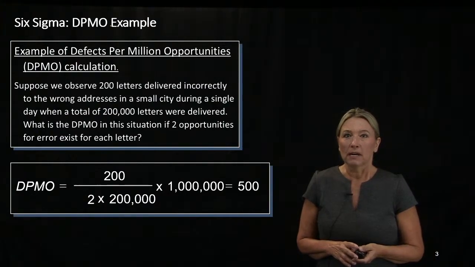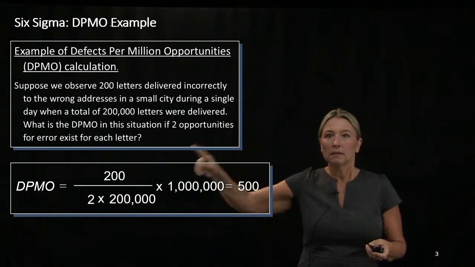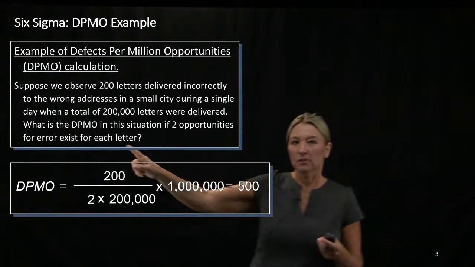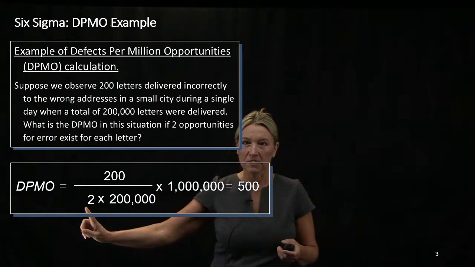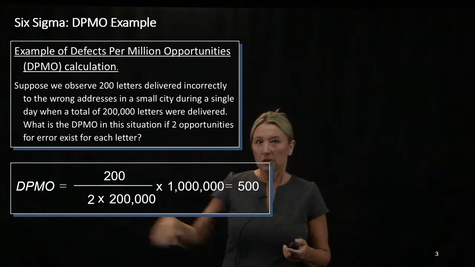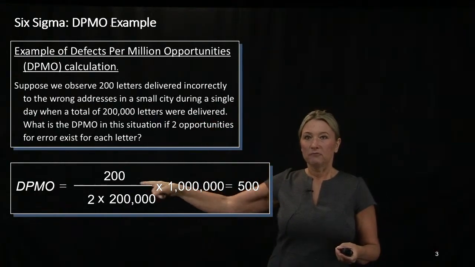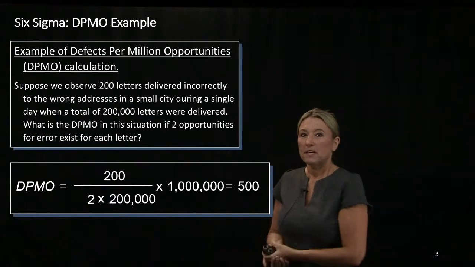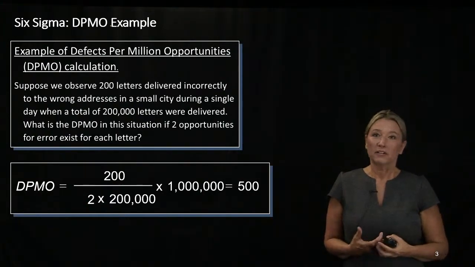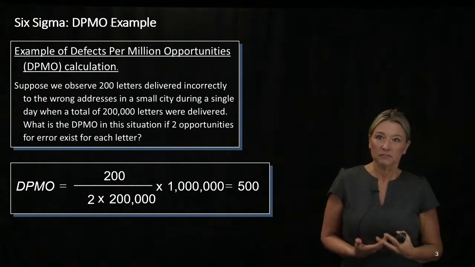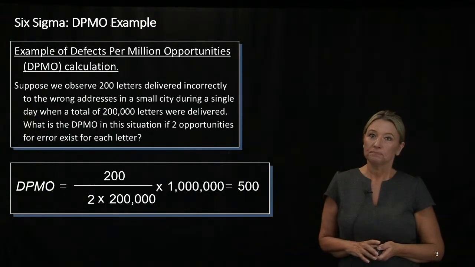So you want to know, where does it say 2 steps? There are 2 opportunities for error for each letter. So that's where you get the number of steps here, or opportunities for defects. So you divide 2 by the 400,000, take that times 1,000,000, and that comes up to 500. So that means out of every 1,000,000 letters the post office delivers, about 500 of them are probably going to be delivered incorrectly.